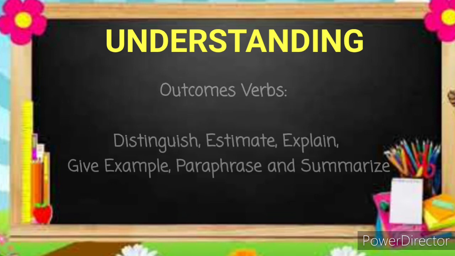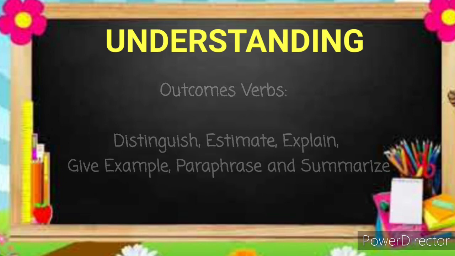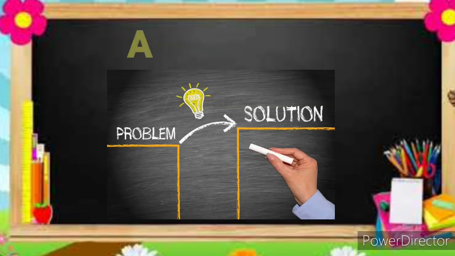The outcome verbs are distinguish, estimate, explain, give example, paraphrase, and summarize. The learning outcome statements are: explain in one's own words the stages of the life cycle of a butterfly, and distinguish the different geometric figures. The third level is applying.